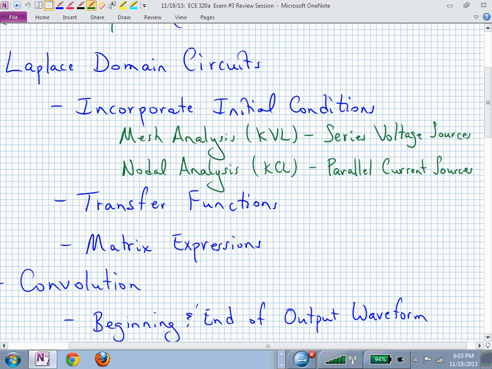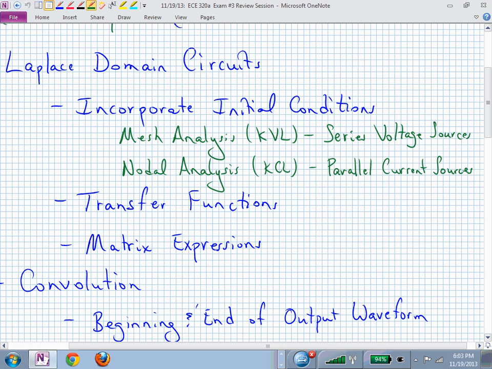If you're solving the problem yourself and it doesn't specify which one, you can do whichever one you want. But it may, as a problem, say, assume you're performing mesh analysis, or assume you're writing KVL equations. Then you need to incorporate your initial conditions in the form of series voltage sources.